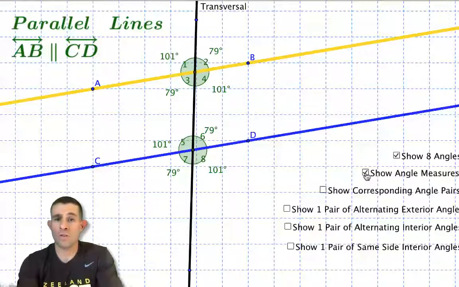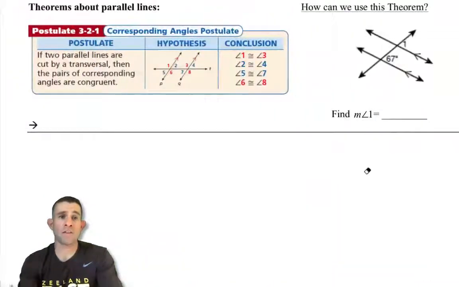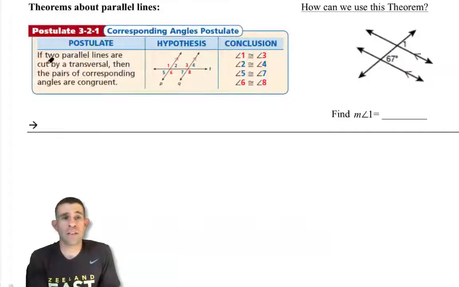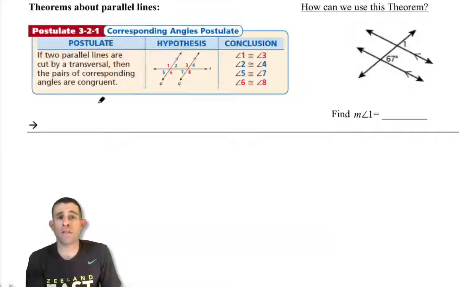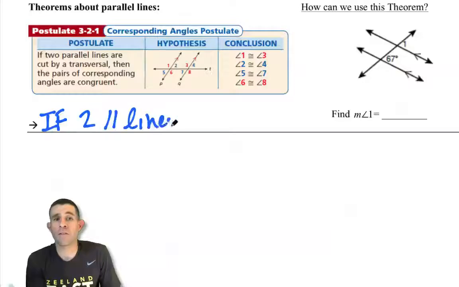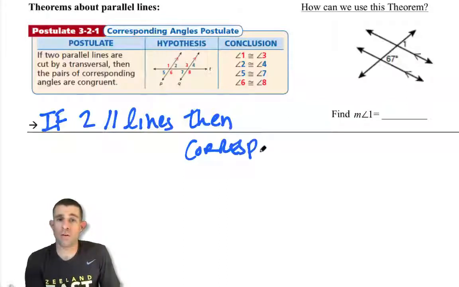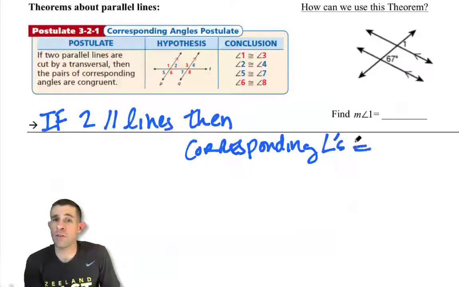Now we're going to go over to our notes for today and take a look at some of these theorems or truths. Here's what our first truth says. It says if two parallel lines are cut by a transversal, which is the situation we just had, then our pairs of corresponding angles are congruent. So the way we abbreviate that is we say if two parallel lines, and then we use the word then, corresponding angles are congruent. So we'll abbreviate angles and we'll abbreviate congruent.